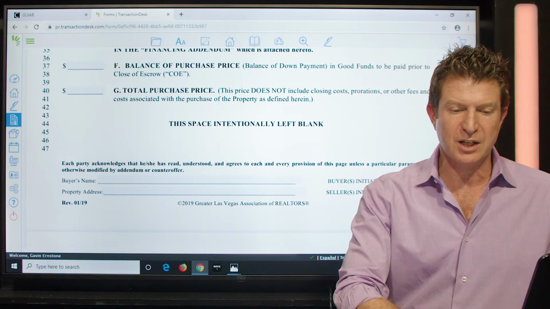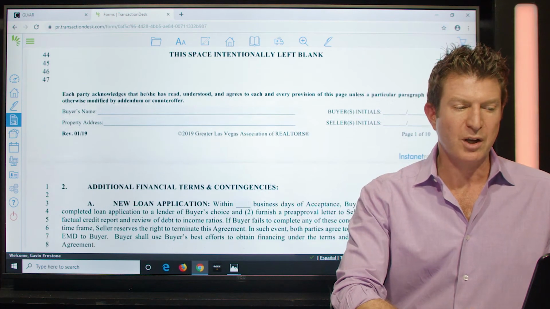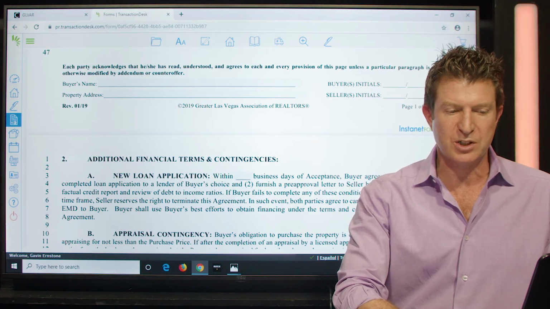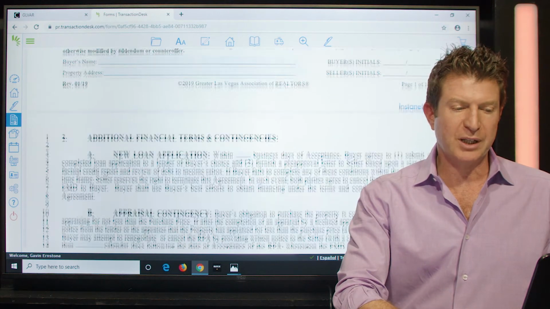Obviously, every single page here needs to be initialed. When you put in the buyer's name at the top, it auto-fills the name of the property address in the bottom of these forms.